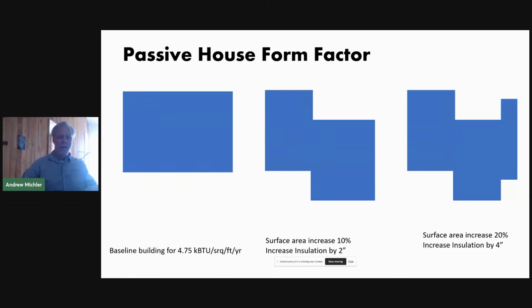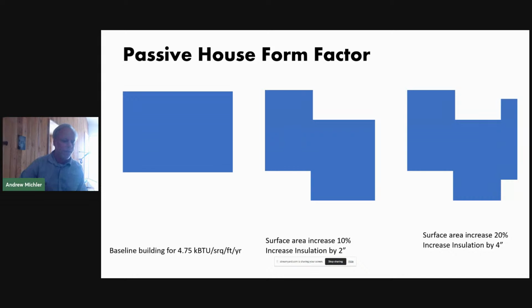And here's kind of a more Passive House way of expressing it, where the more complex the shape of the building is, the more insulation we need for it. Now, we can make the buildings more complex, and we want to. We don't want just dumb boxes or boring boxes, although they're not bad.